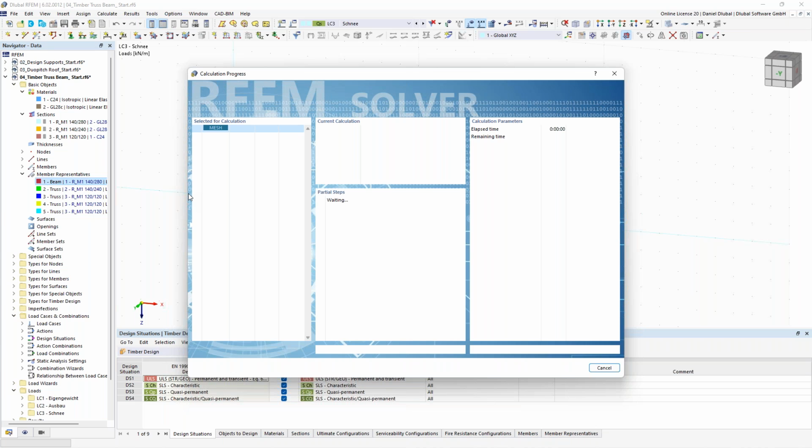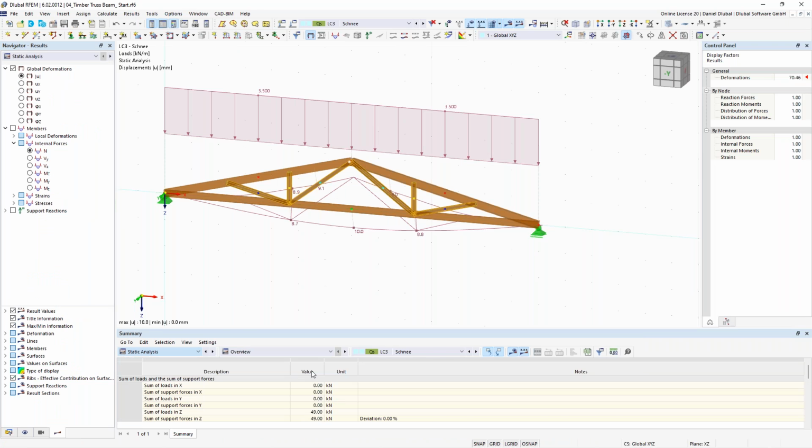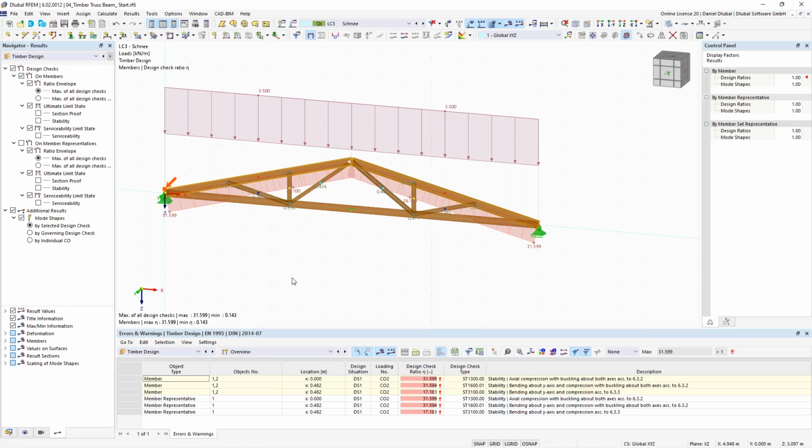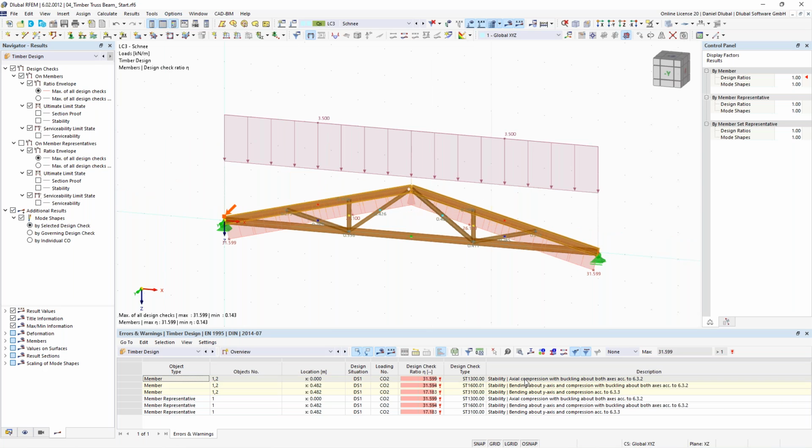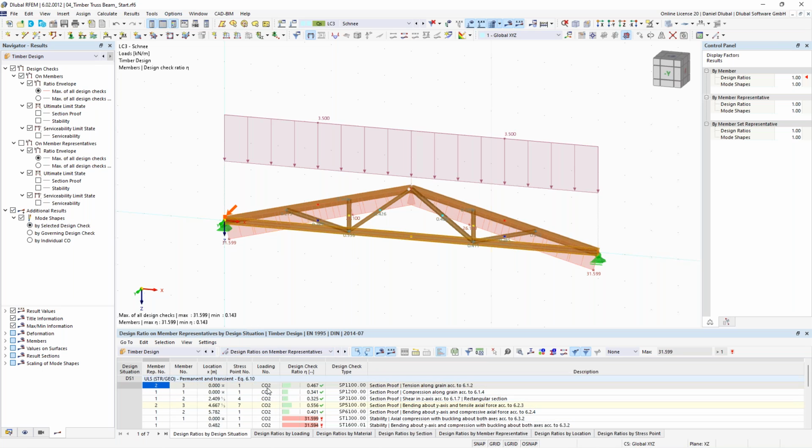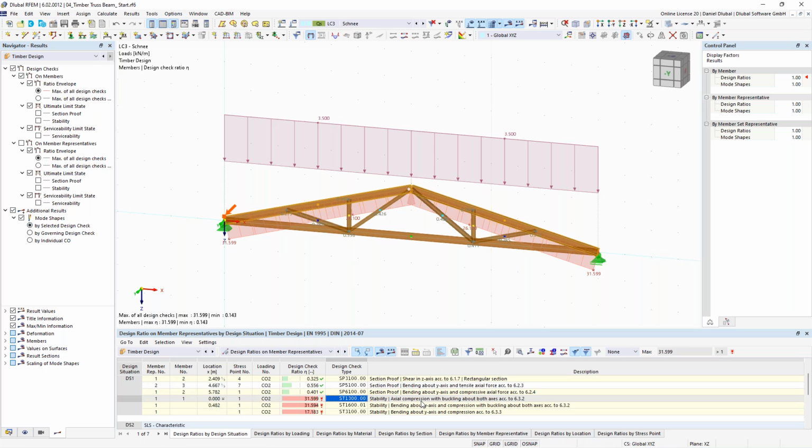And the results look pretty good. Let's go to the timber design. And yeah, the results don't look so good. This could be a reason why I have to check it a little bit again. But now you can also see here the stability, why it is not fulfilled. Yeah, because of the stability axial compression.